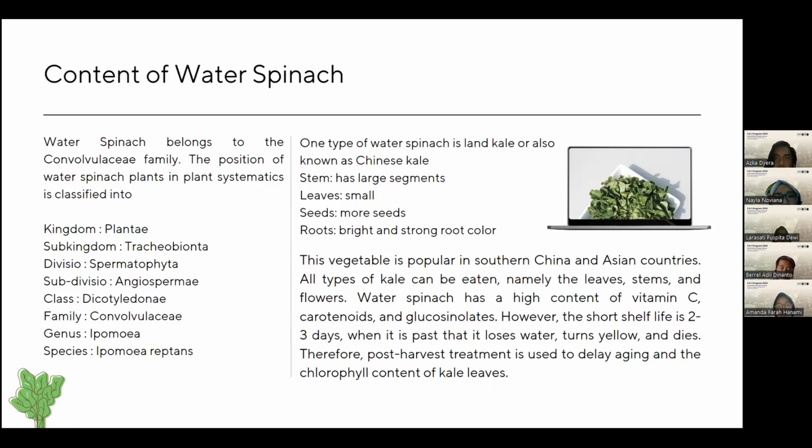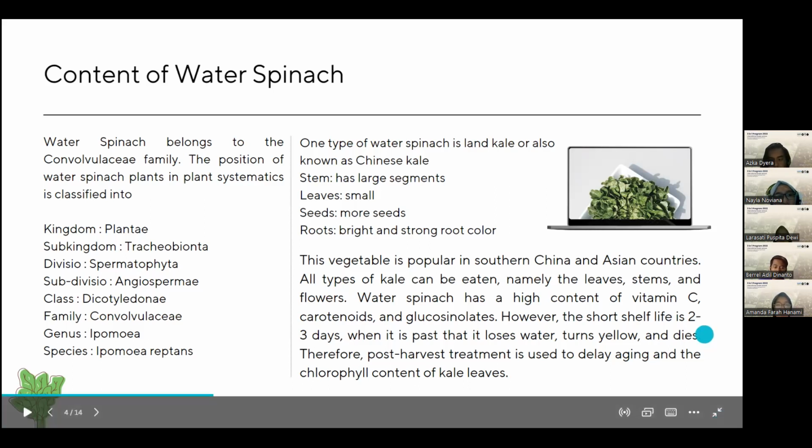All parts of kale, including the stem and flower, can be eaten. It has a high content of vitamin C, carotenoids, and glucosinolates. However, the shelf life is only 3 days, because it quickly loses water and turns yellow and red. Post-harvest treatment is used to delay aging and the loss of content. Next.